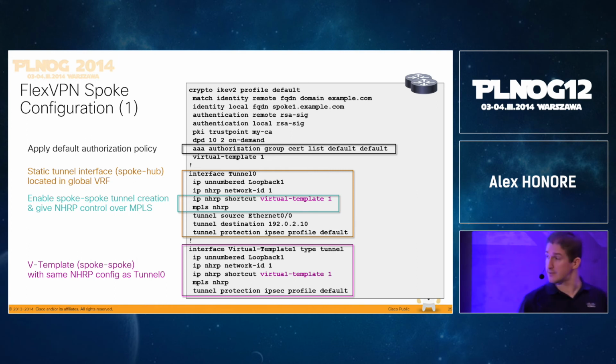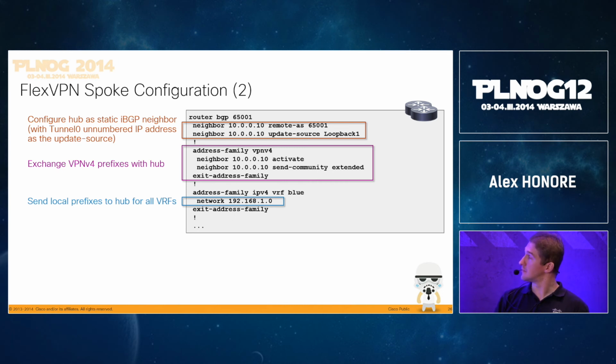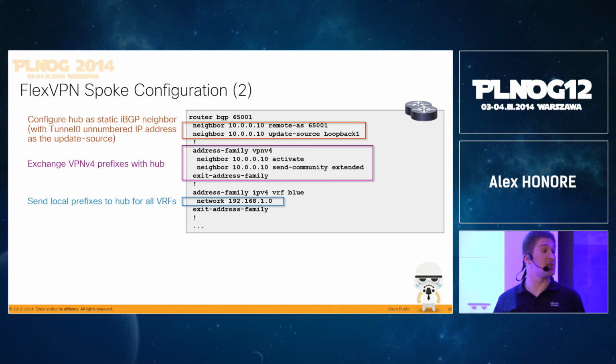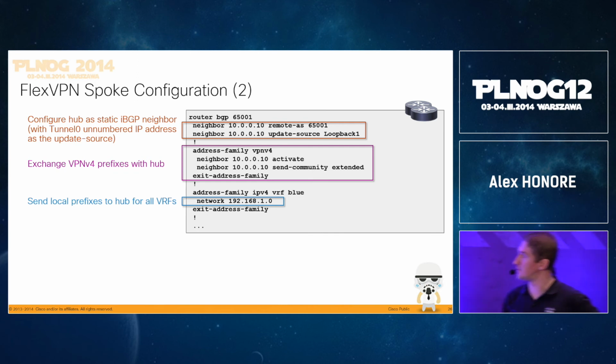Once we've enabled that, we just configure a VPN v4 peering with our hub as the neighbor. We send our own prefixes. In this case, we have BGP running, so no need to bother with IKEv2. We just send our own prefixes in BGP. Anyway, this is VPN v4, so we have to. And this is all you need on the spoke. So again, we've achieved quite a complex scenario with a very minimal config.